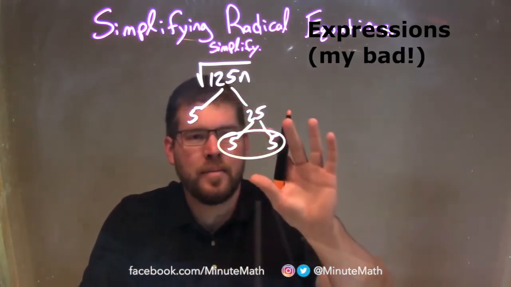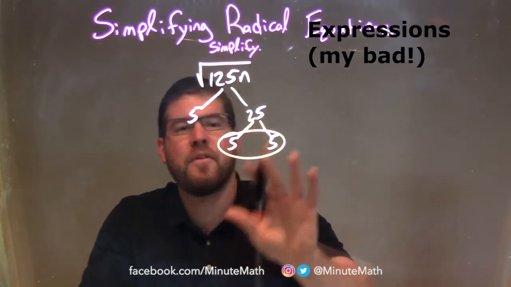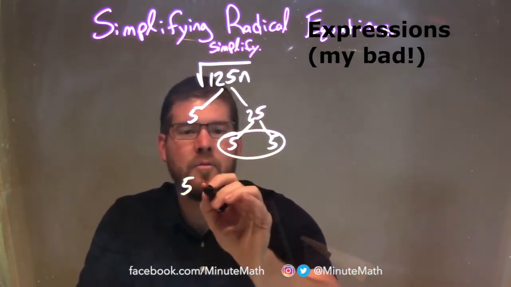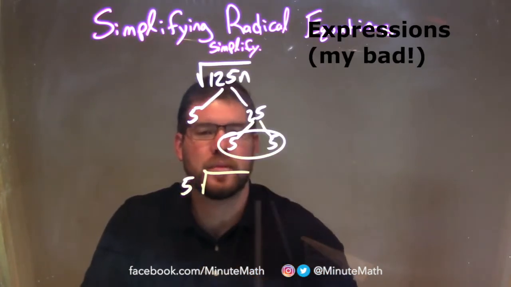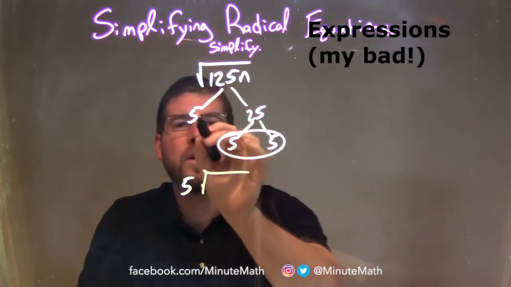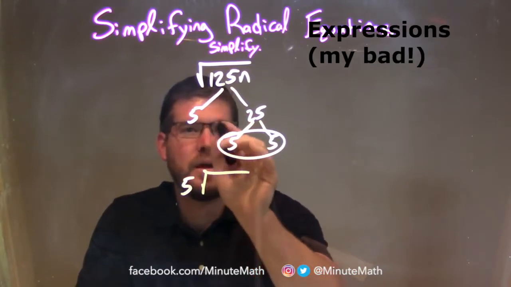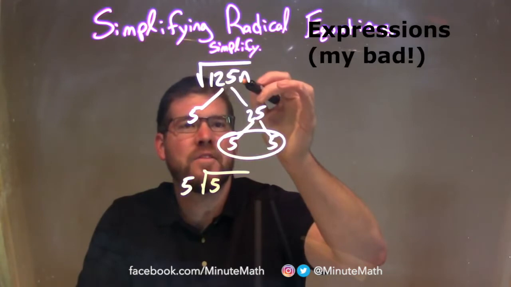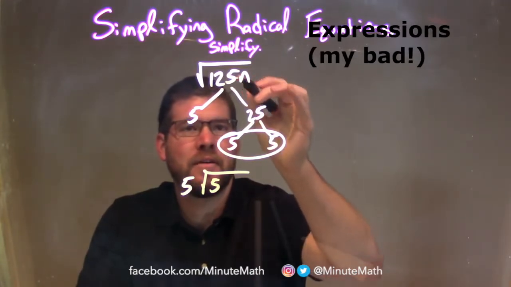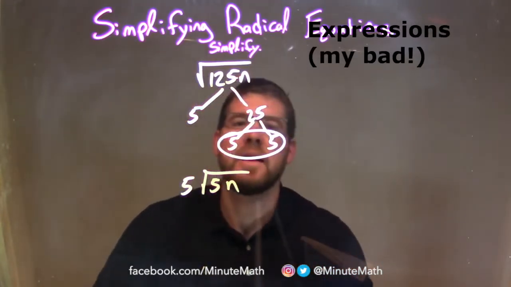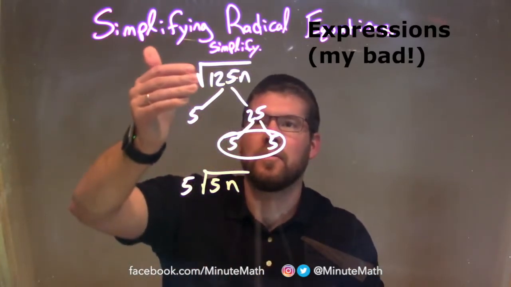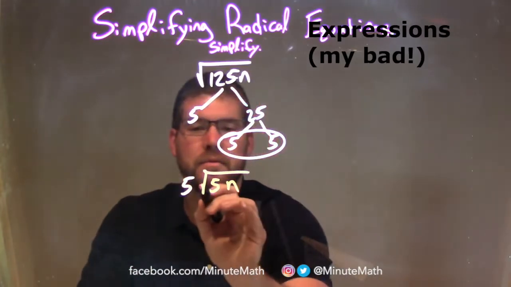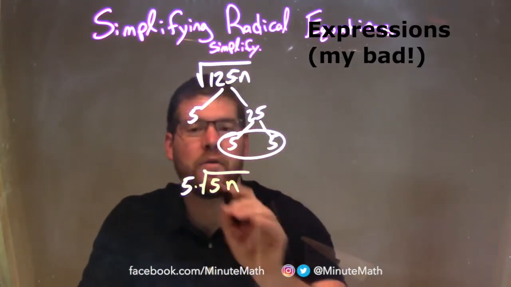So the way I think about it, if I have a pair, I can bring it to the outside. So I bring one 5 to the outside of my radical, my root, okay? There's one 5 left over on the inside, so he didn't have a pair. The 5's on the inside, and then the n is left over because it's times n, so n's on the inside. And so now we can simplify: square root of 125n is the same thing as 5 times the square root of 5n.